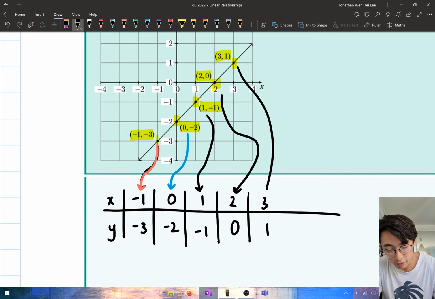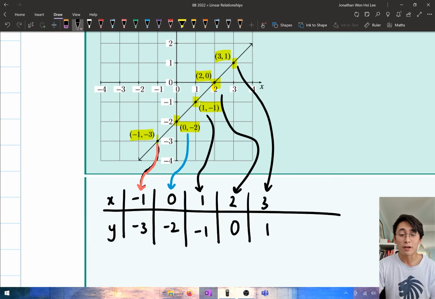And there we go. We've constructed our table of values. Now here, once we've constructed our table of values, we can do the very same thing that we did in the examples before. We can just go through and find our coefficient of x, m, and also our constant, b. So let's have a look at the values here.